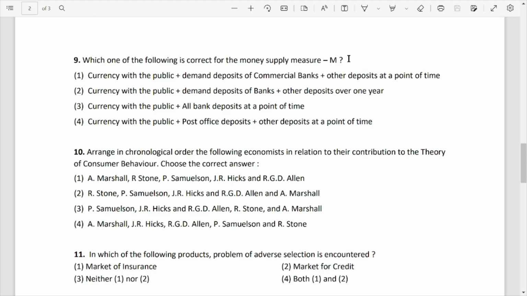So A. Marshall, 1890, is cardinal, and J.R. Hicks and R.G.D. Allen, indifference curve 1934, revealed preference theory formation. Yeah, so this is the correct one. Fourth is the correct option.